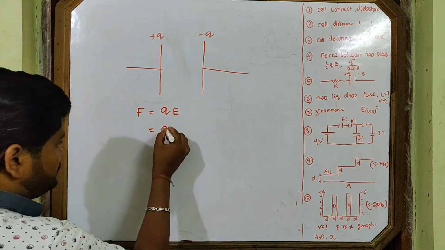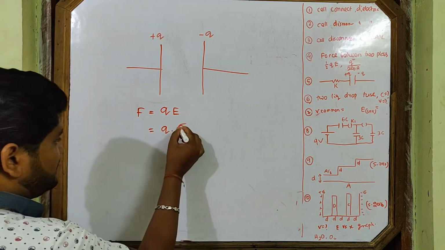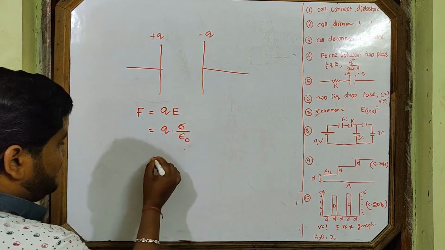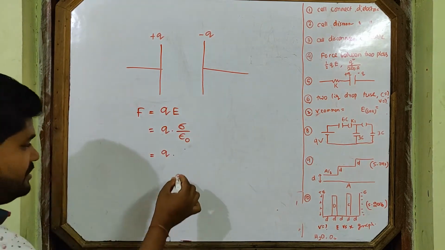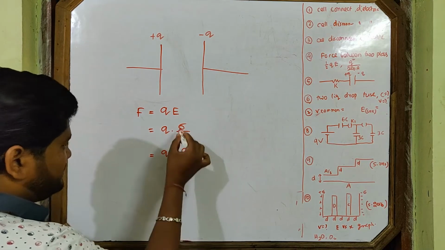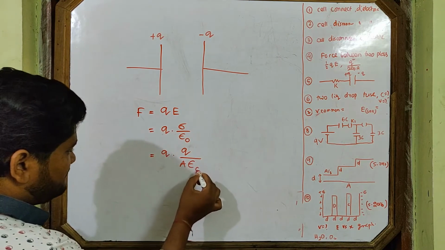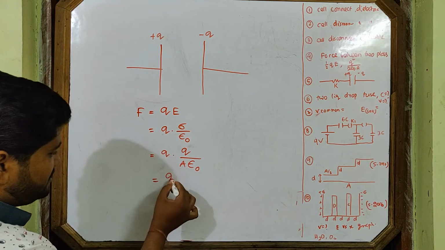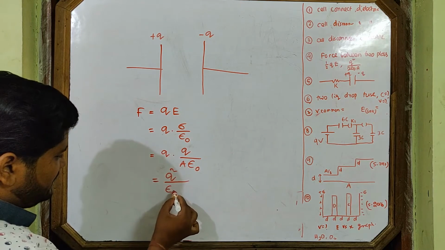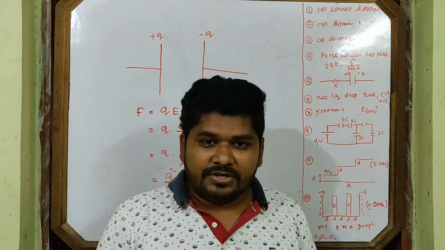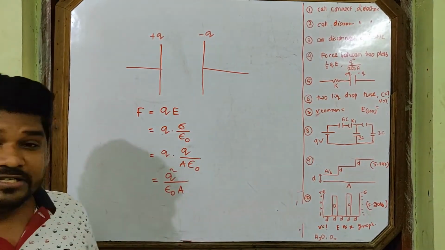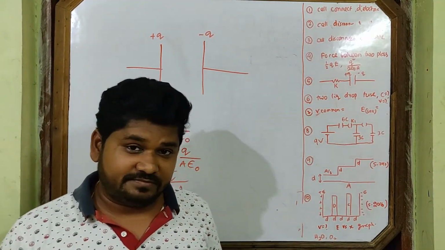Understand? Q. What is the value of E? Sigma by epsilon naught. So Q, we know the electric field between the two plates. What is sigma? Q by A epsilon naught. So Q becomes Q square by epsilon naught A. So this is the force between two plates of the capacitor. This is the force.